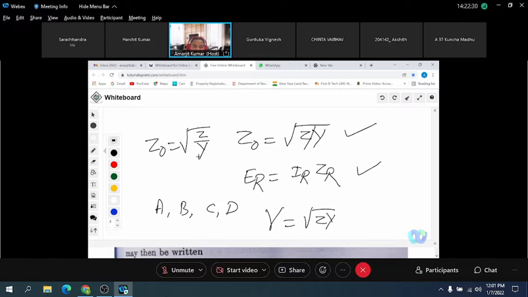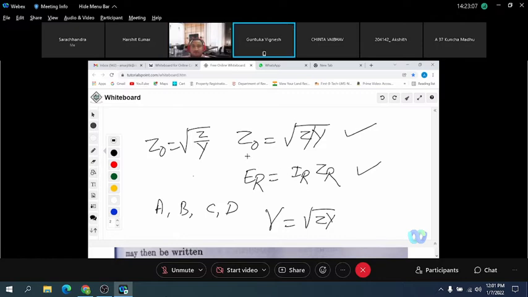Sir, once the derivation part you explain, Z naught and gamma. This is not the derivation point. Already last class we had done Z naught and gamma. What we had calculated for gamma: root ZY. And what was Z naught? Root Z by Y. So you forgot: characteristic impedance of the transmission line is root Z upon Y. And gamma, propagation constant of the line per unit length, of course, root ZY.